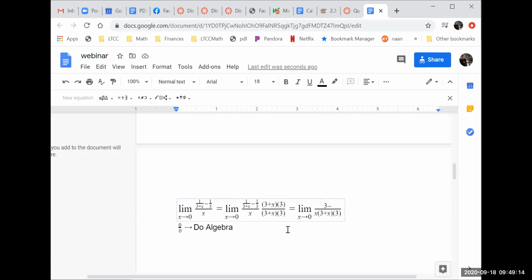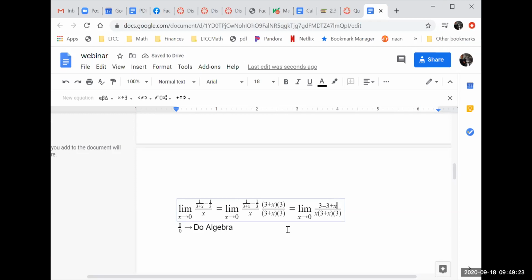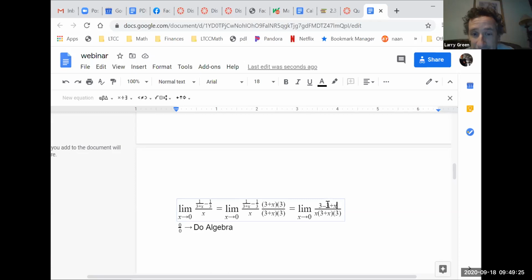I want to write down something that I see mistakes on. Tell me what my mistake is. Why is that wrong? Parentheses around 3 plus x. If you forget the parentheses, it's completely wrong. So don't forget parentheses when you're doing the subtraction on the numerator. It's a really common mistake in the calculus class.